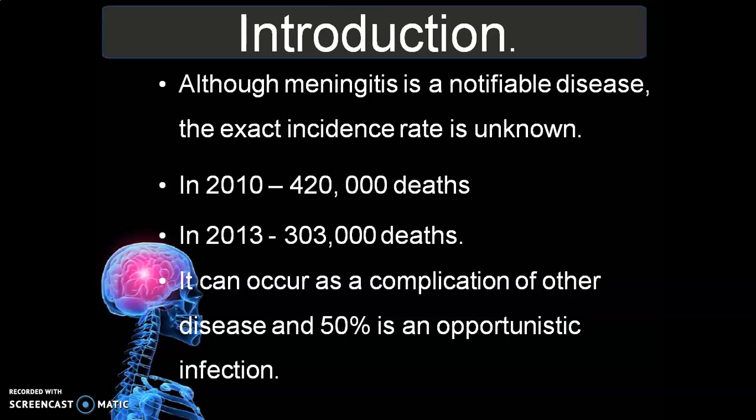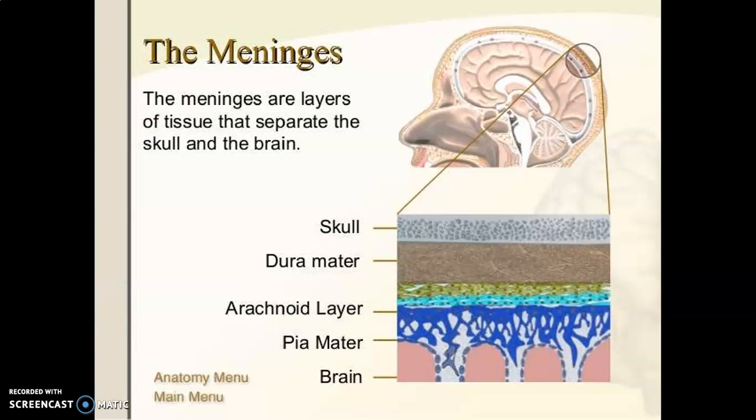So, introduction. Although meningitis is a notified disease, the exact incidence rate is unknown. In 2010, 4,20,000 deaths occurred. In 2013, 30,03,000 deaths occurred. It can occur as a complication of other disease, and 50% is an opportunistic infection. First of all, what are meninges? These are the layers of tissue which separate the skull and the brain.